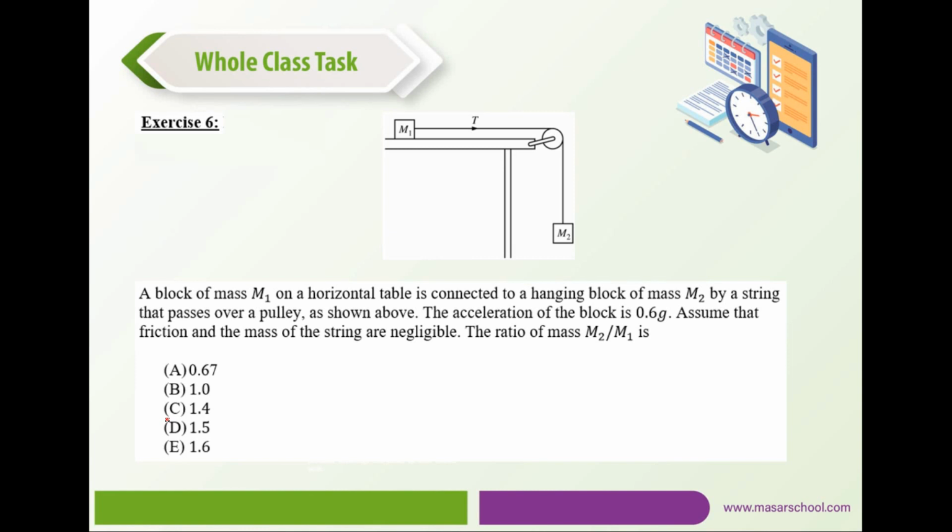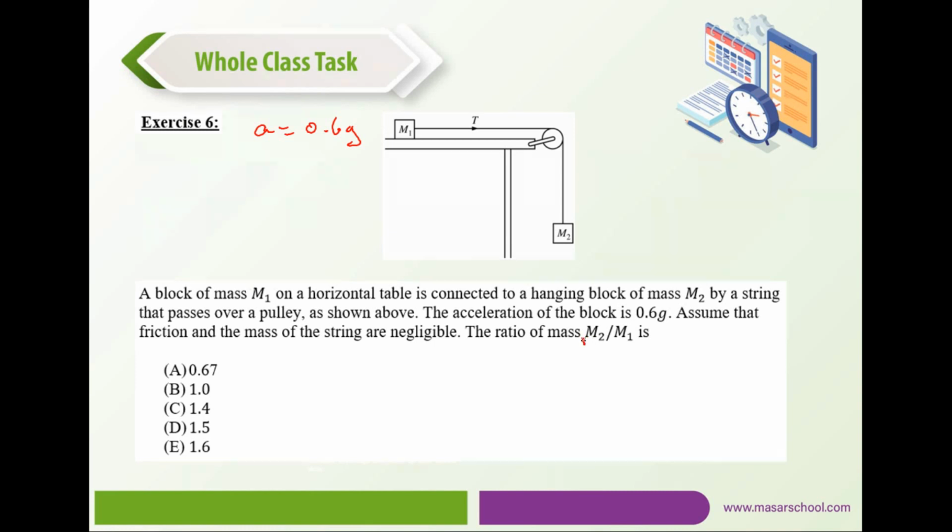Now exercise 6, a block of mass M1 on a horizontal table is connected to a hanging block of mass M2 by a string that passes over a pulley as shown above. The acceleration of the block is 0.6 g, so we know that A is 0.6 g. Assume that friction and the mass of the string are negligible, and also we'll assume that the pulley is ideal. We need to determine the ratio M2 over M1.